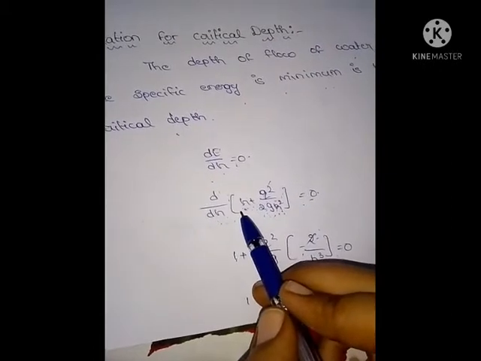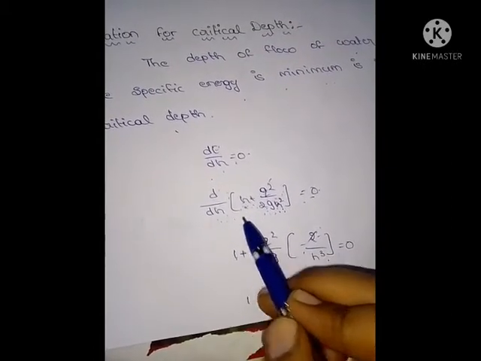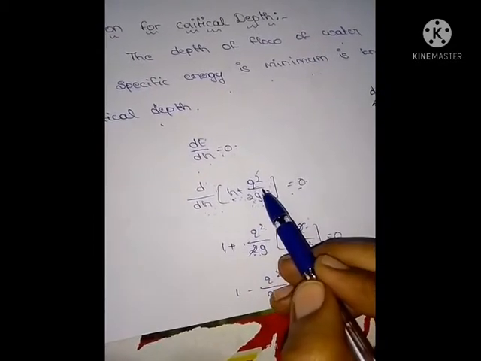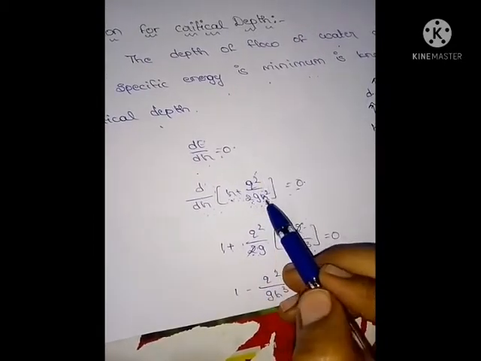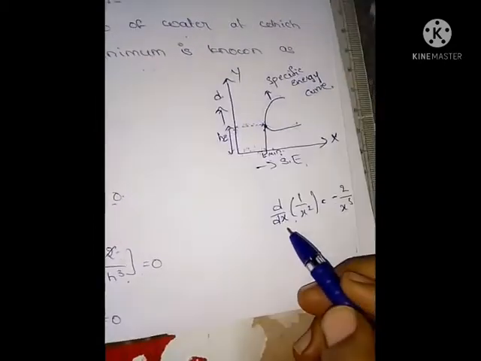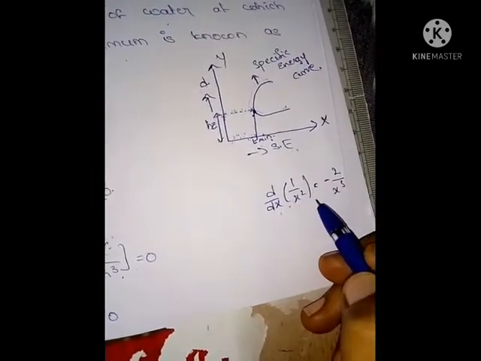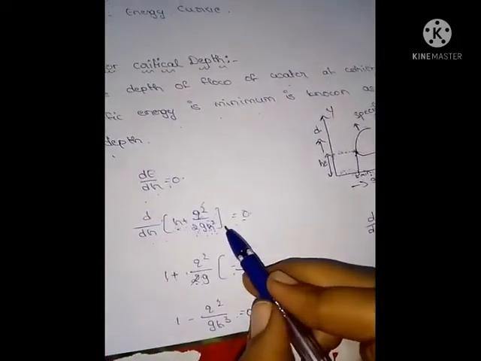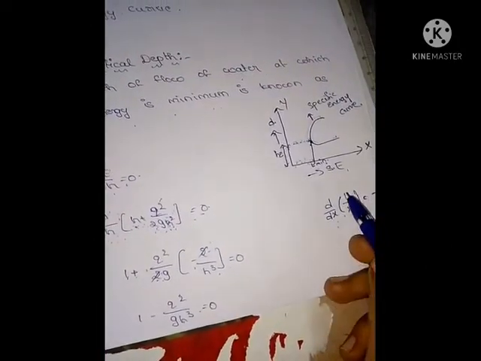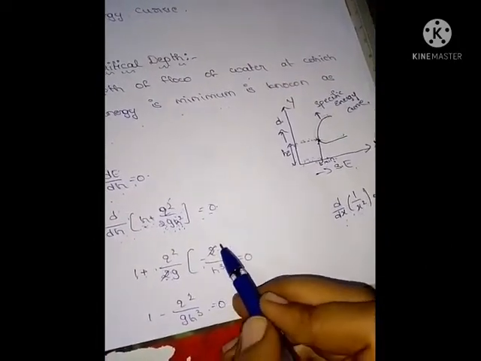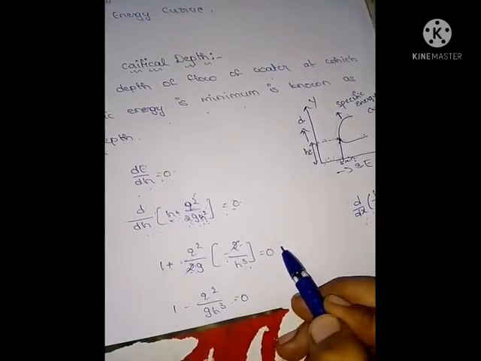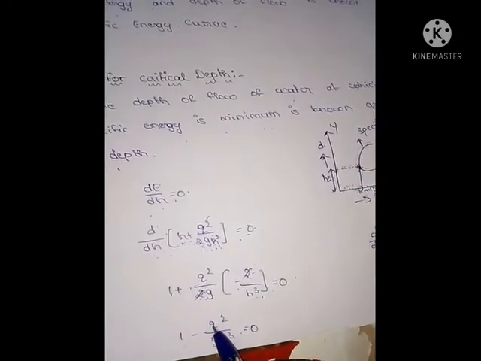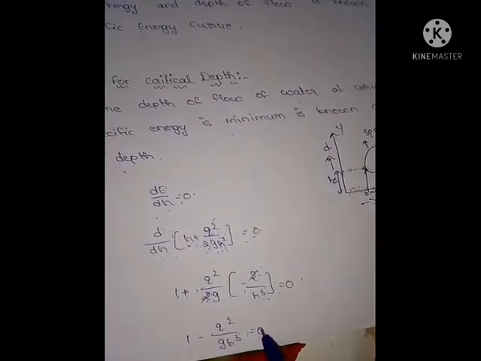With respect to h, the derivative of h is 1. So I write 1 plus q square by 2g, which will be constant. And what is the derivative of 1 by h square? The formula is d by dx of 1 by x square equals minus 2 by x cube. Here in the place of x, h is there. So d by dh of 1 by h square equals minus 2 by h cube, which is equal to 0. Here 2 and 2 will be cancelled. What remains is 1 minus q square by g h cube equal to 0.